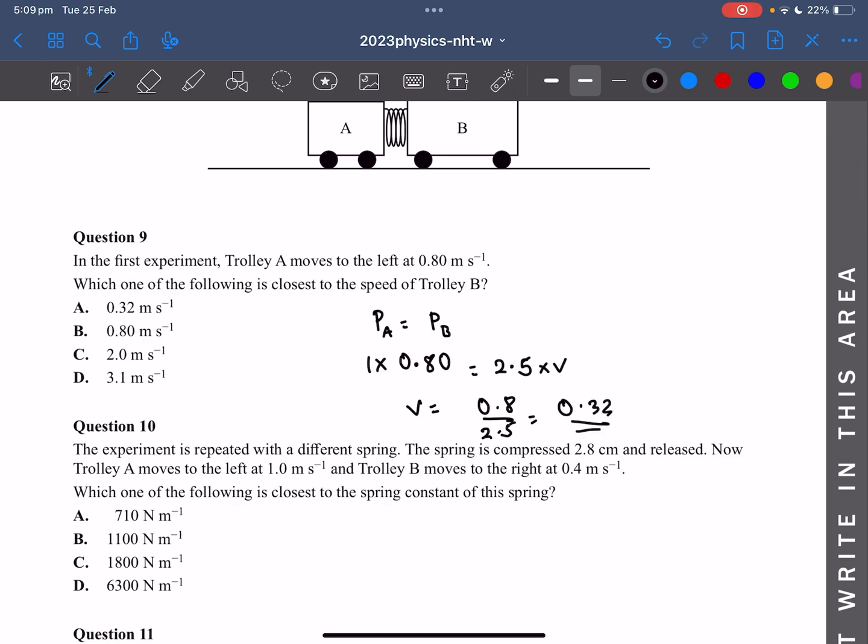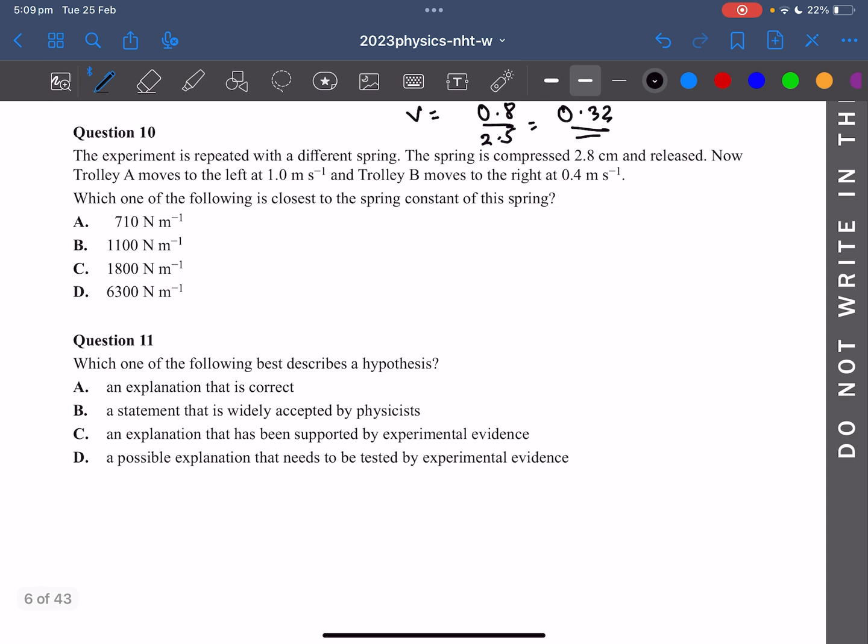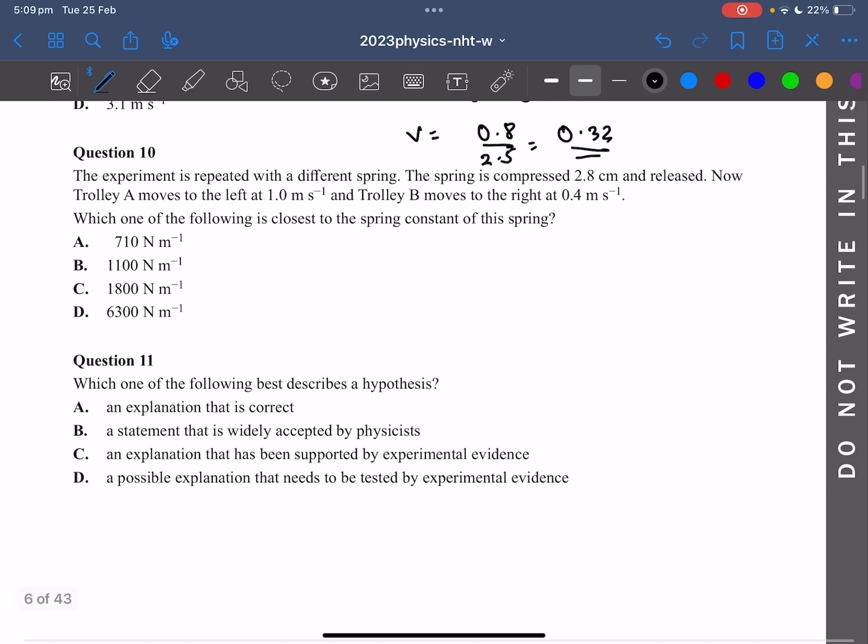0.32. So the answer is going to be option A for this. The experiment is repeated with a different spring. The spring is compressed 2.8 centimeters and released. Now trolley A moves to the left at 1 meter per second and B moves to the right at 0.4 meters per second. Which one of the following is closest to the spring constant of this spring?